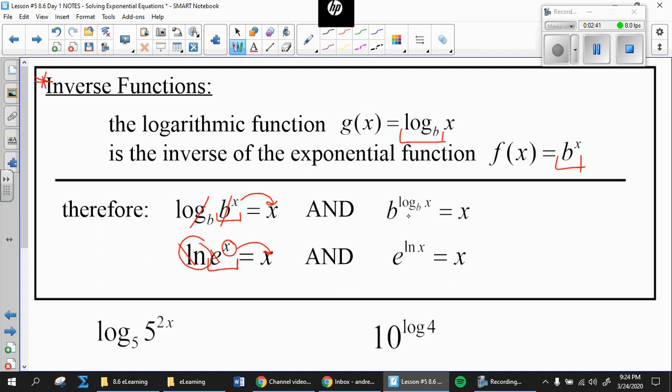Same thing over here. I have log base b. I'm going to take that to the exponential with base b. The exponential and the log are going to cancel and leave us with just x. Same thing here, log base e, exponential base e. They're going to cancel each other out and leave us with just x. And so we're going to use logs and exponentials to be able to solve these two type equations that we're going to look at.